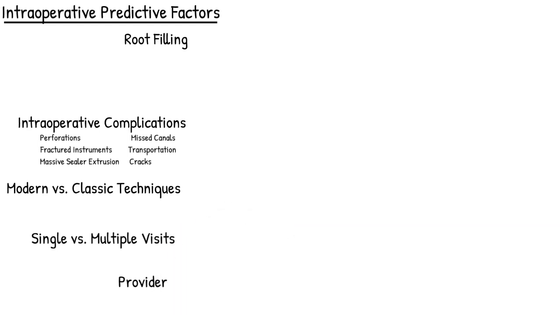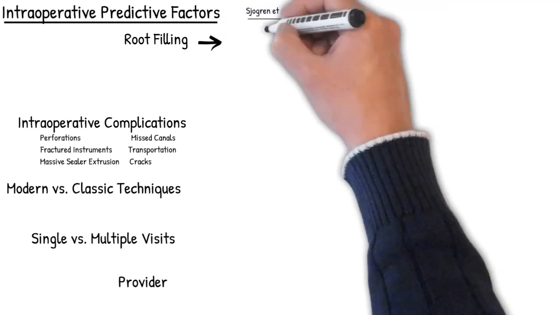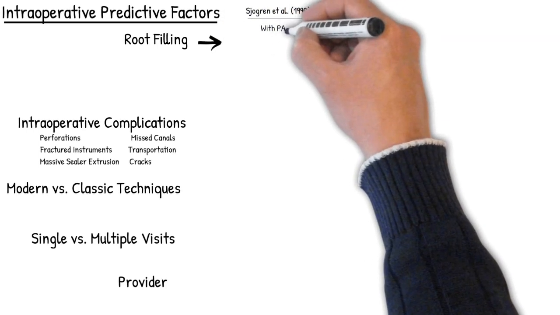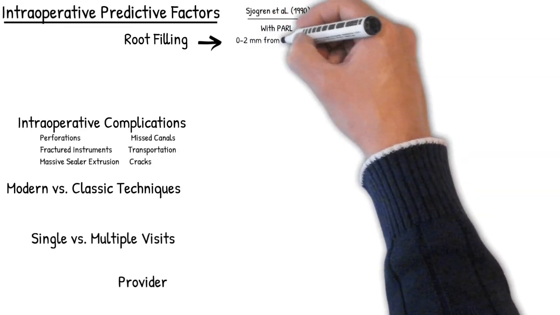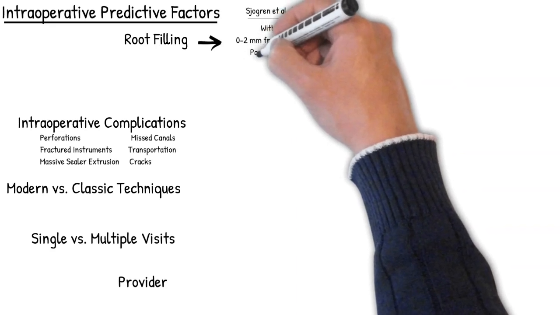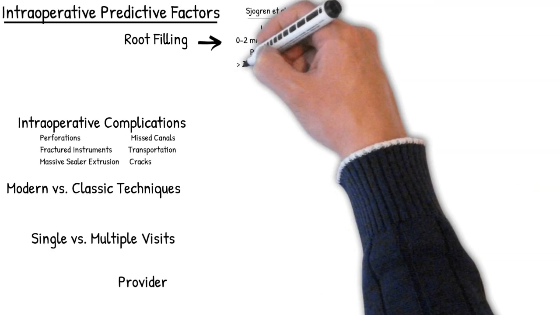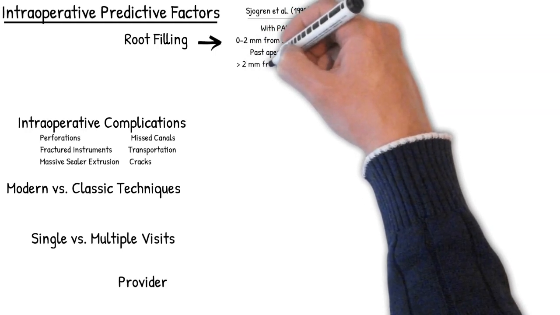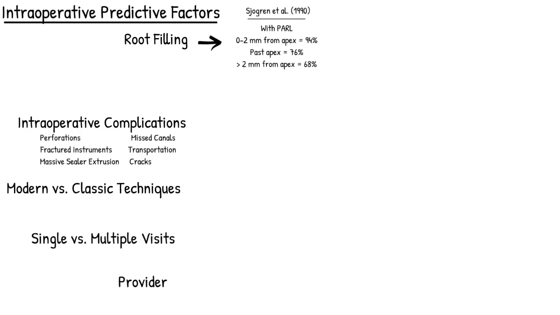When looking at the quality of root filling, length is often the consideration. Sjogren found that in teeth with periapical radiolucencies, the best success rate was found when the gutta percha ended 0 to 2 millimeters from the apex, with a 94% success rate. Once the gutta percha was past the apex, the success rate dropped to 76%, and when it was more than 2 millimeters from the apex, it was only 68%.